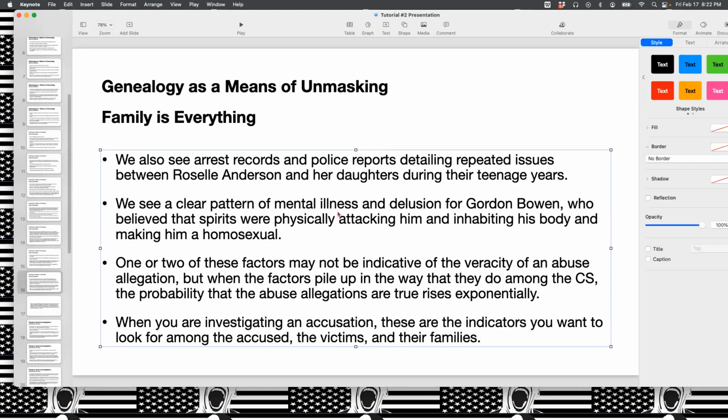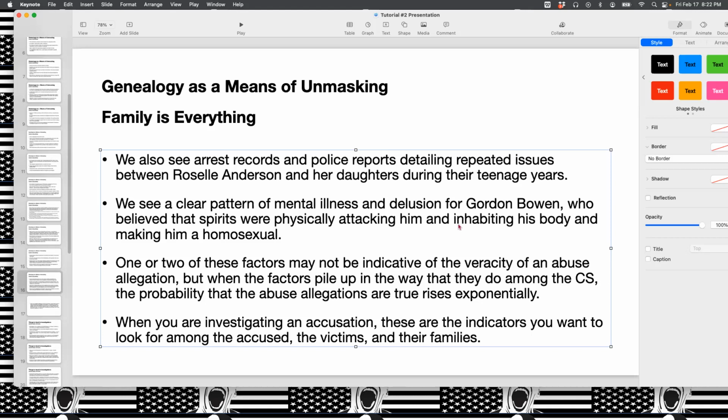So you see a clear pattern of mental illness and delusion for Gordon Bowen from his divorce proceedings. You can watch the depositions that Backer put on his YouTube presentation. He believed that spirits were physically attacking him and inhabiting his body and making him a homosexual. This is a clear sign of mental illness. And you're going to see that in a lot of these abusers. You're going to see things that don't make logical sense. Their beliefs don't make any sense. It's not real, it's not rational, but it's what they believe, and it plays into the pathology of their abuse.